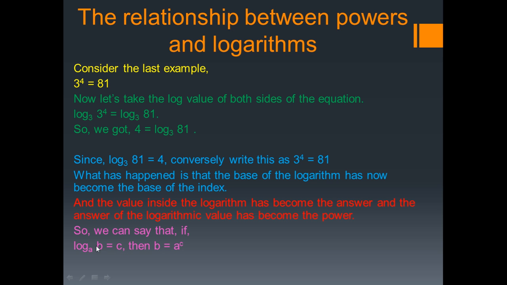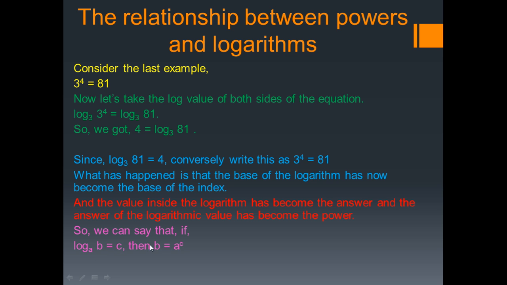What generally happens here, in the case of transiting between these, between a, b and c, is that you keep this value like this, and then this a is moved to this position, and the c, which is on the right side of this equation, is made a power here. So you keep the b here, take a here, make c a power and equate both sides. So that's the general relationship between powers and logarithms.